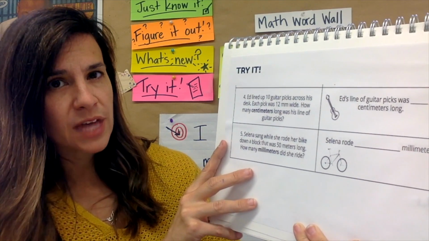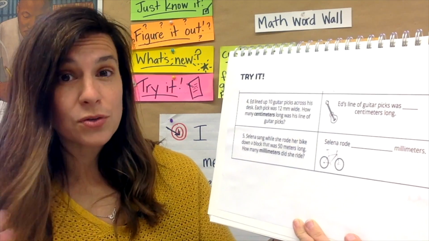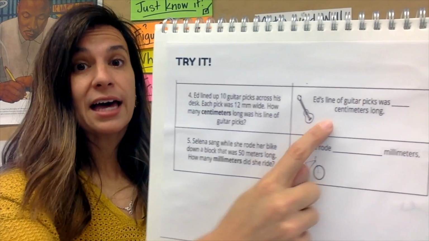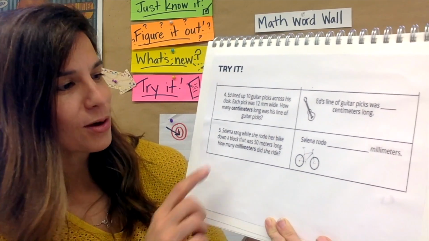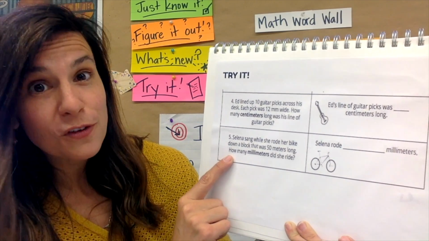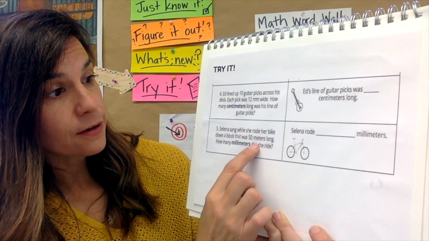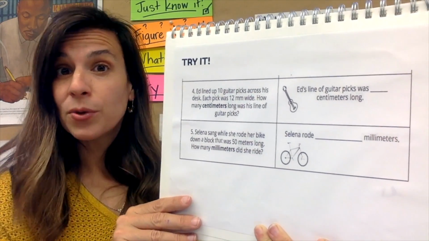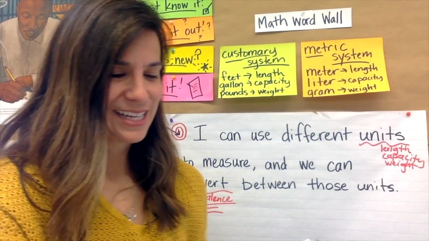So think about how you could use that tape diagram or other type of math model to help you solve and envision this. And then you're going to put it into centimeters. So think about that. Pause this if you can, if you want to jot down the most important information from this problem. Or you could do Selena. Selena sang while she rode her bike down a block that was 50 meters long. How many millimeters did she ride? And you are going to take it from meters to millimeters. So you'll want to remember that conversion chart we did earlier, or you can make your own to refer to as you're solving these problems. Really proud of the work you did today.